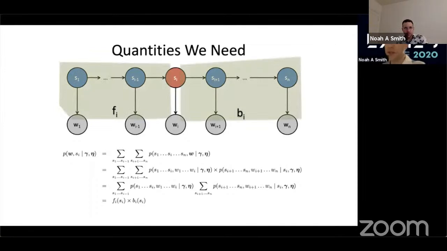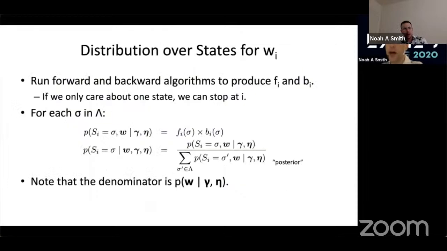Sometimes I like to use a gray box to suggest that I'm summing things up, and the quantity associated with each of those two sums is a forward or a backward probability. So if I run the forward and backward algorithms to produce the forward and backward probabilities, or even just stop at position i, I don't even have to run the algorithms all the way to the end if I only care about one position. Then I can multiply together the forward and backward probabilities for each state to get the joint probability of the words together with that state. If I renormalize this, then I get the probability of the state given the words. This just follows from the definition of conditional probability.